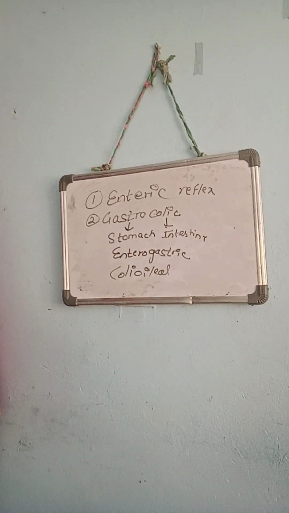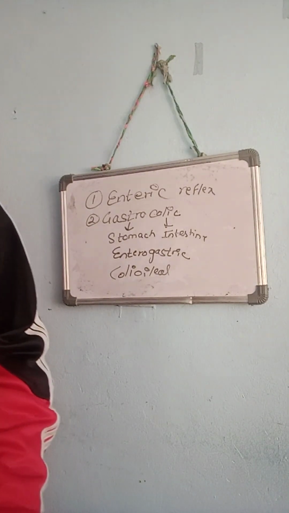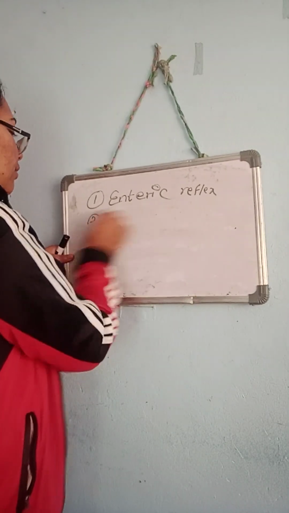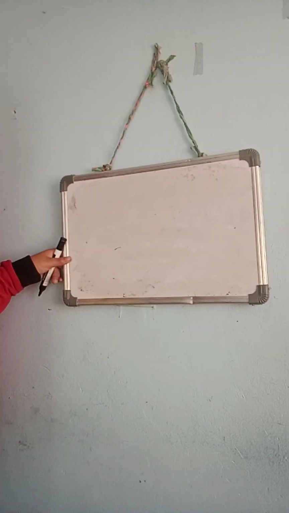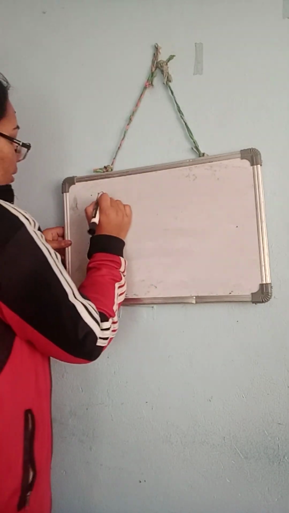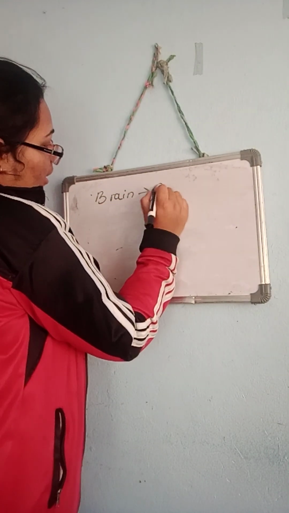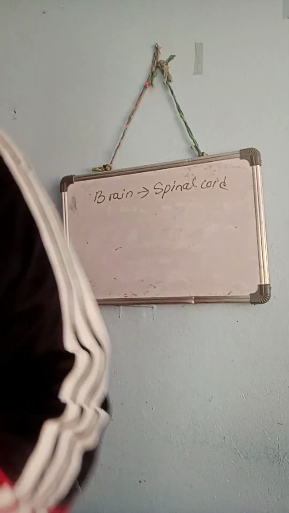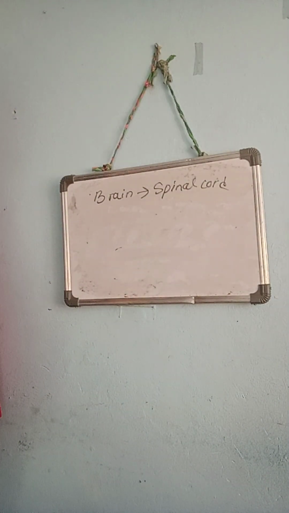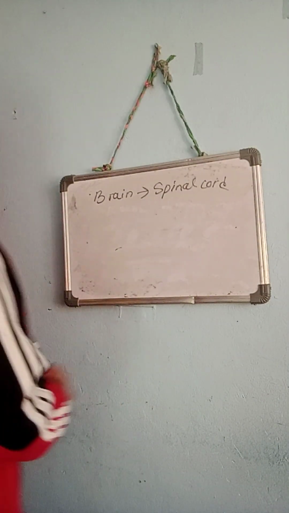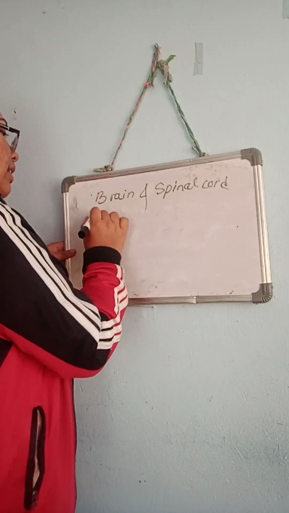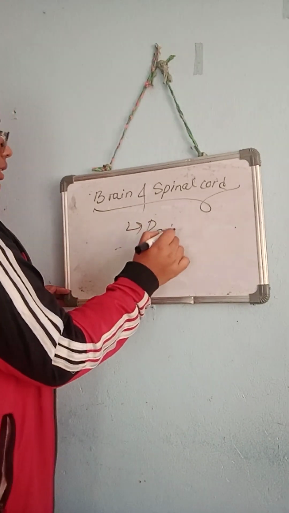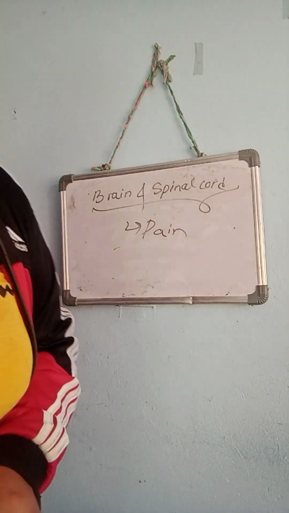Now another reflex is the reflex for pain. The third one is from the gut to the spinal cord or brain and then back to the GI tract. So it involves the brain and the spinal cord. Whenever there is the sensation of pain, these types of reflexes are stimulated.